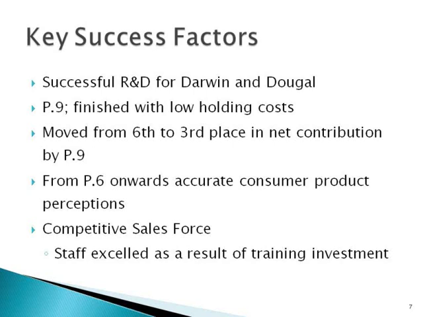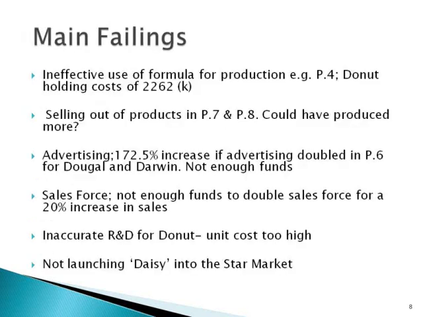We moved from 6th to 3rd place in net contribution by period 9. Although our cumulative net contribution was low, it is evident that we were improving. From period 6 onwards, we were accurately able to interpret consumer perceptions, resulting in the success of Darwin and Dougal. We also had a competitive sales force and staff excelled as a result of training and investment.